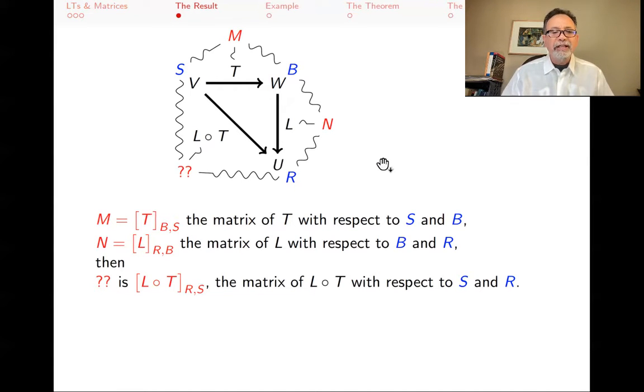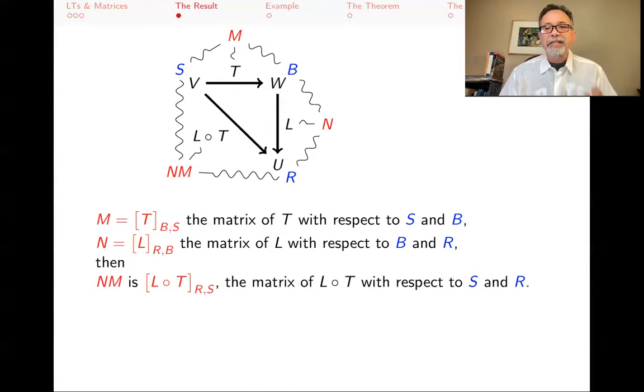And the answer is that it's N times M. It's what you get by multiplying the two matrices. You do N times M, and it makes sense that it's N times M and not M times N, because T goes first. So M goes first, then N. And in matrix multiplication, M is going to be on the right, because when you want to multiply this matrix by a column vector, you multiply M first.